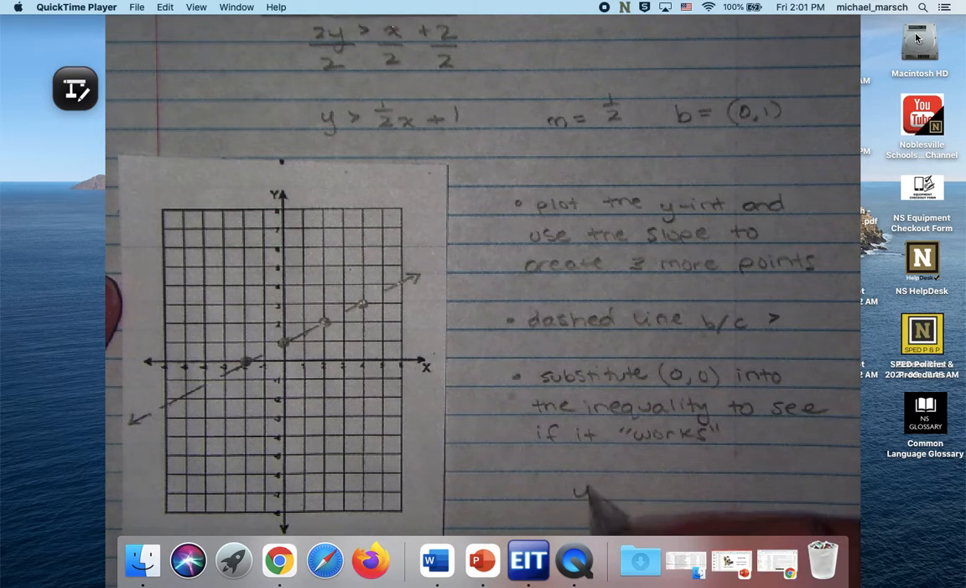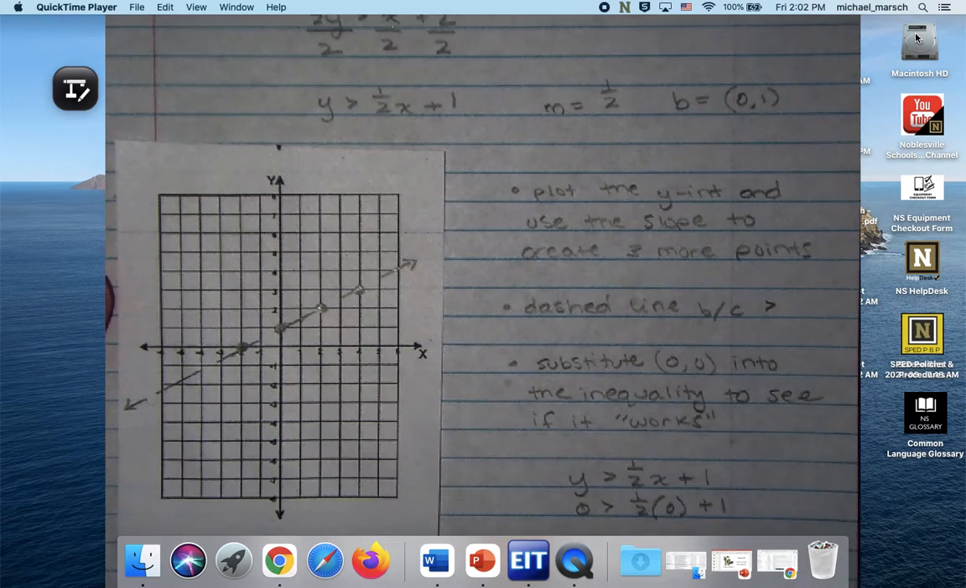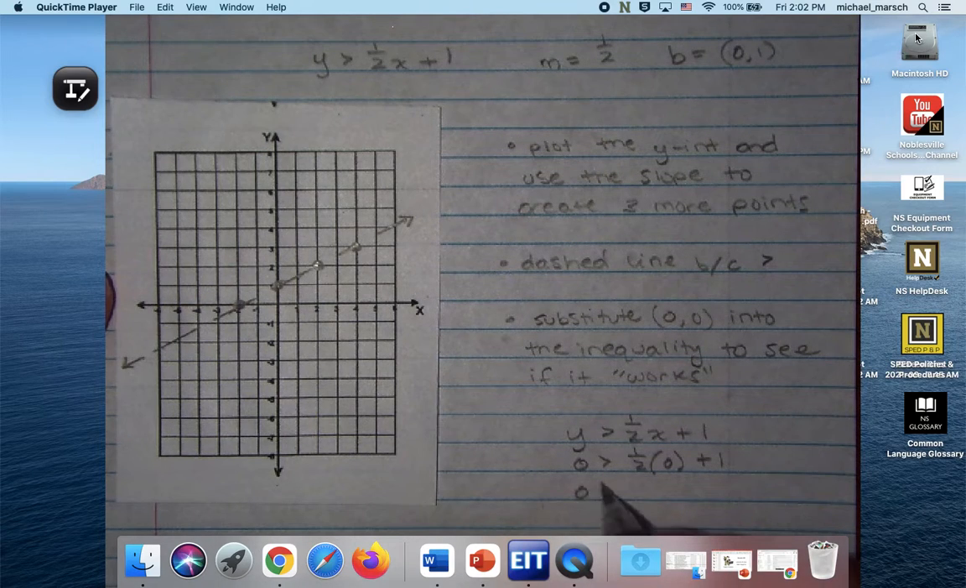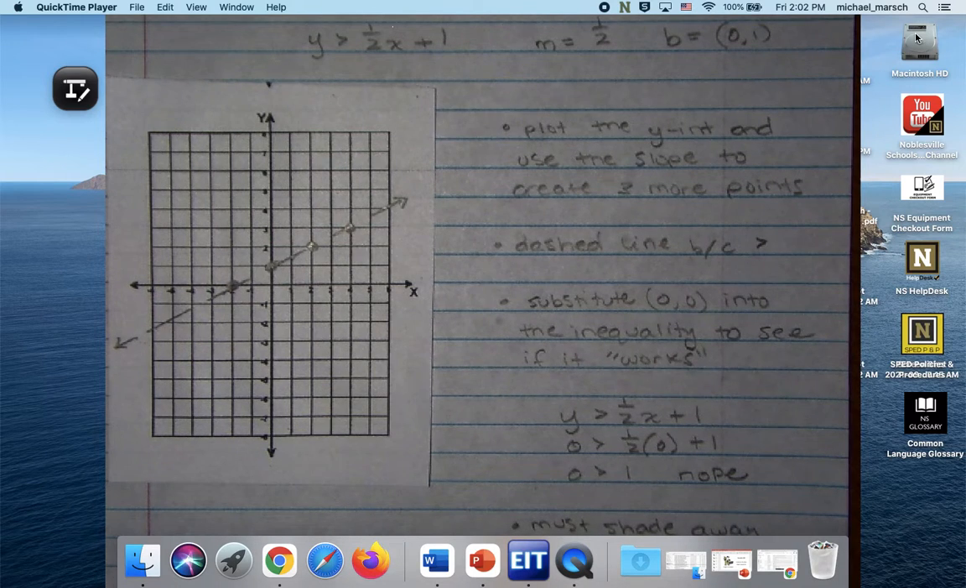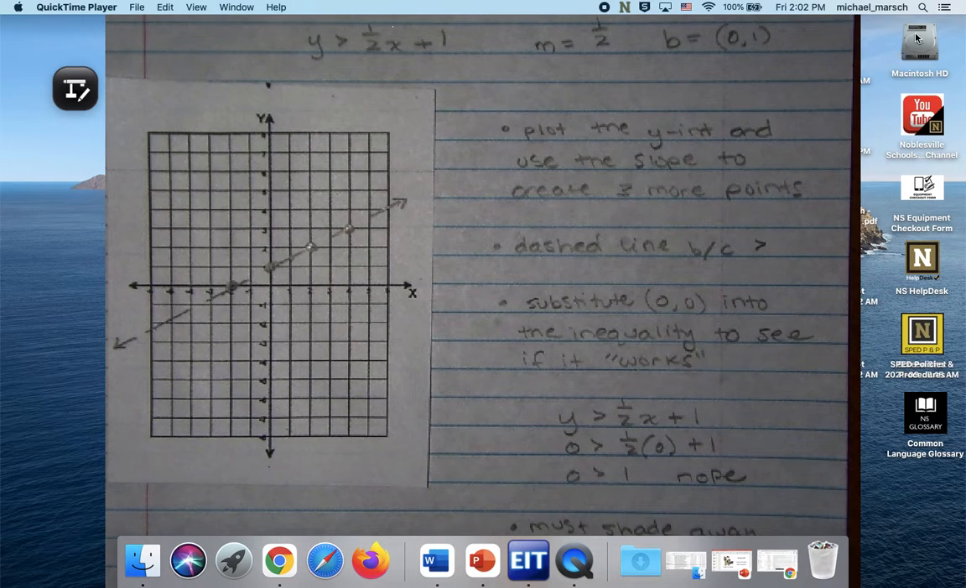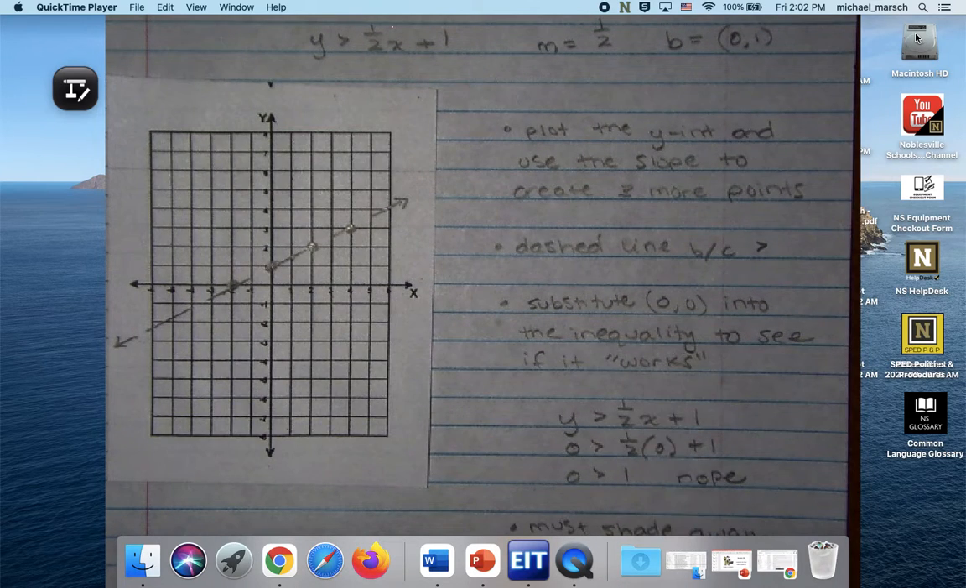So if my inequality is y is greater than 1/2 x plus 1, if I put 0 in for y and 0 in for x, well, those are easy to solve, right? Is 0 greater than 1? No. Nope. Sure isn't. So I'm going to shade away from 0, 0, which is above the line. But again, some of us aren't going to remember that rule, so you have to have a backup plan.